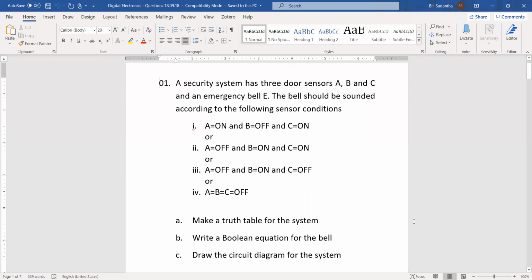Okay. This is a kind of extension to the previous problem. Previous one, we had only 2 inputs. Now here we have 3, A, B, C, 3 input lines are there, 3 doors are there, and an emergency bell is there, and 4 conditions are there. Can we spend a couple of minutes to find the solution for this one? Step by step, you can follow the standard designing procedure.